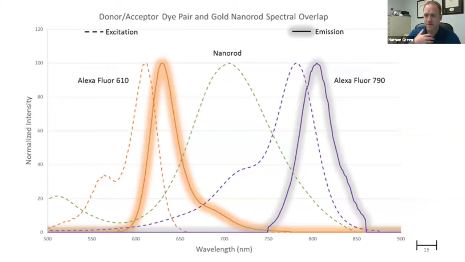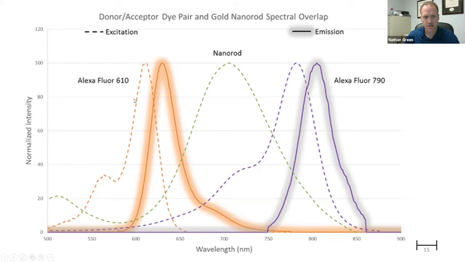And so the way the physics behind it should work is, we would want one dye, and I've shown a couple here. These are proprietary dyes from Thermo Fisher, Lexaflor 610 and Lexaflor 790. The dotted lines represent absorption curves. The solid lines represent emission curves. So Lexaflor 610 absorbs maximally here at the dotted line, emits maximally here at the solid line. We would overlap the emission of Lexaflor 610 with the absorption of my nanorod, that's that dotted line in green here, which then also overlaps with the absorption of Lexaflor 790.